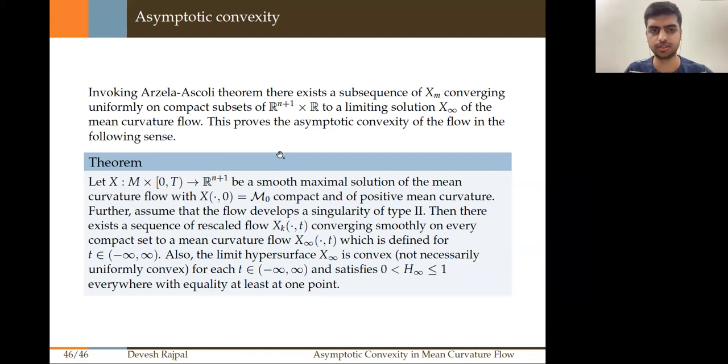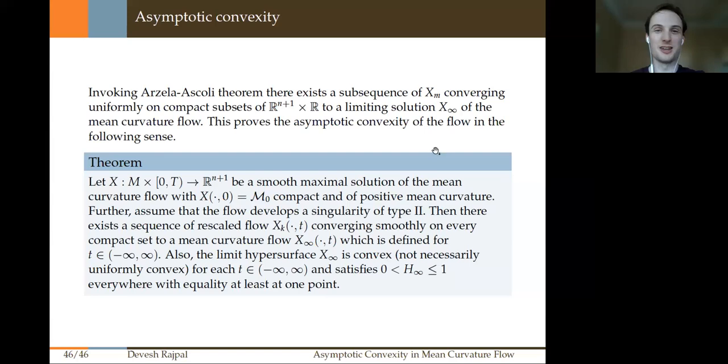Yeah, this concludes the talk. Thanks very much, Devesh, for taking us through all of these details. Does anyone have anything they'd like to say to Devesh or ask him about the talk?